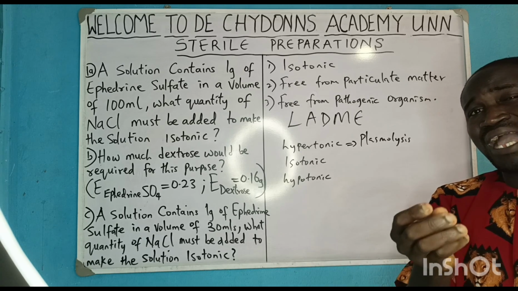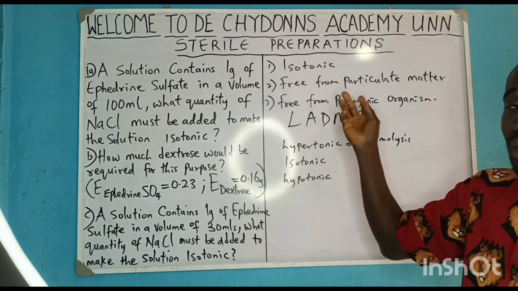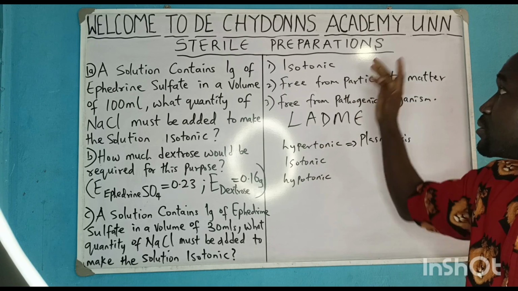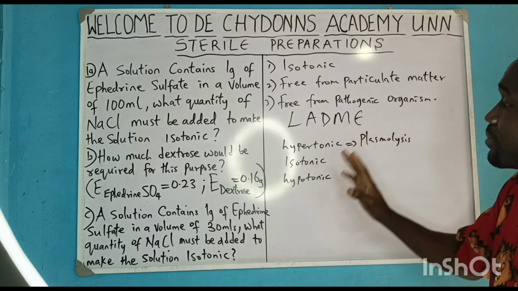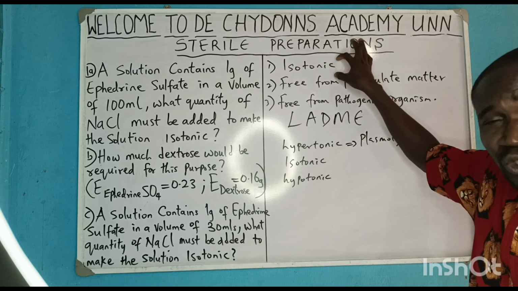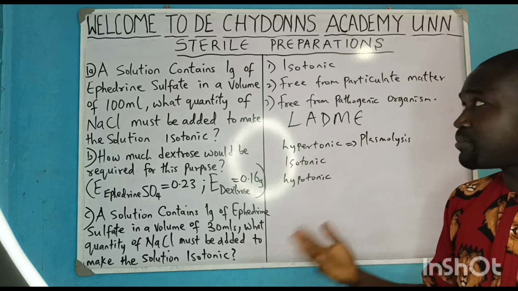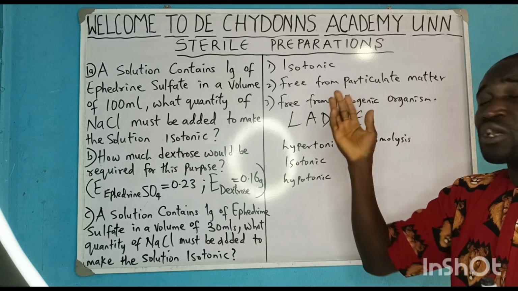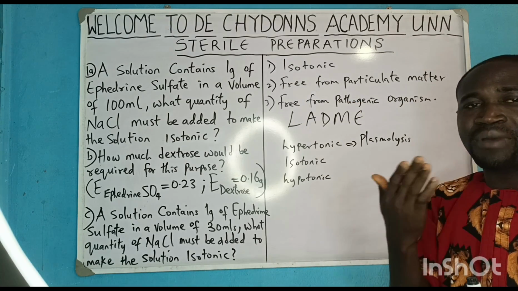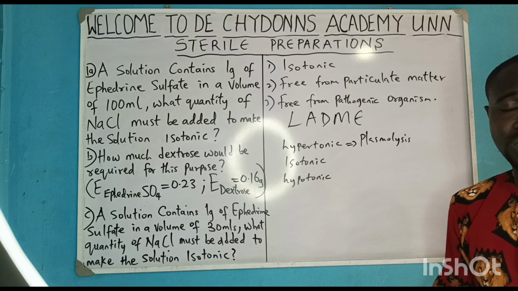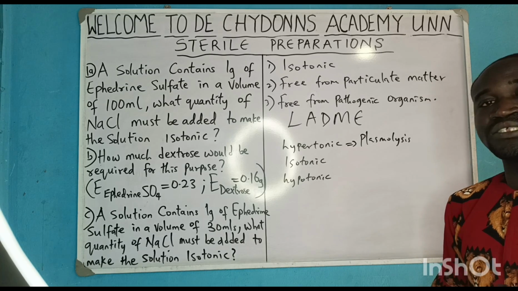Take for instance, you take an eye drop that is hypertonic or that is not meant to be hypertonic. A particular eye drop that is not meant to be hypertonic must be isotonic, because we say eye drops must be sterile preparations. If you give it to the patient, it will dry up the person's lacrimal fluids and the person will have a serious issue.